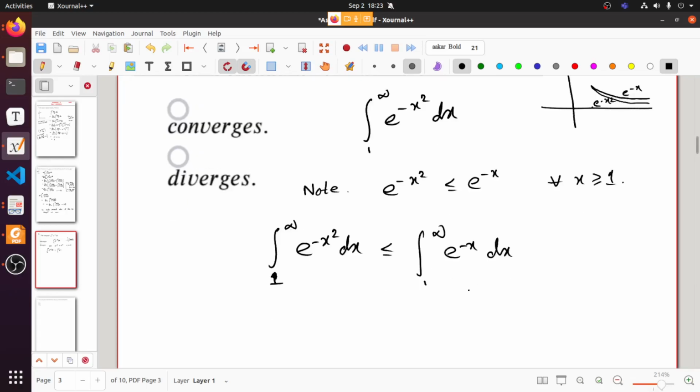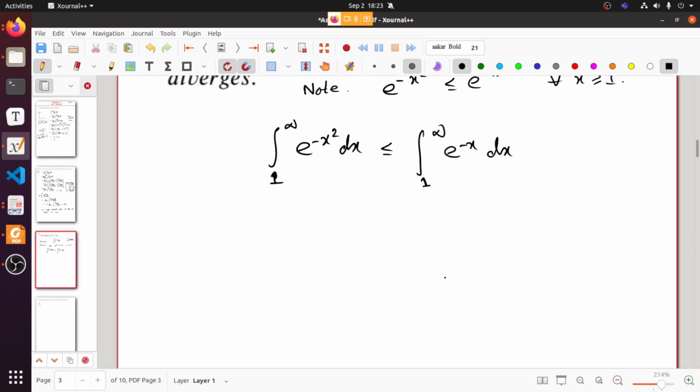So this is true. Now if you want to find whether this integral converges or diverges, if you show that the right hand integral 1 to infinity e to the power minus x dx converges, then because both are positive functions and this integral is less than this one, and if this is finite then the left one is also finite, meaning this one will converge, right? So now we have to check whether this integral converges or diverges. Let's check this one.